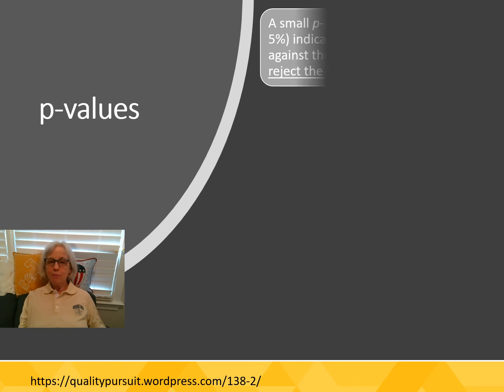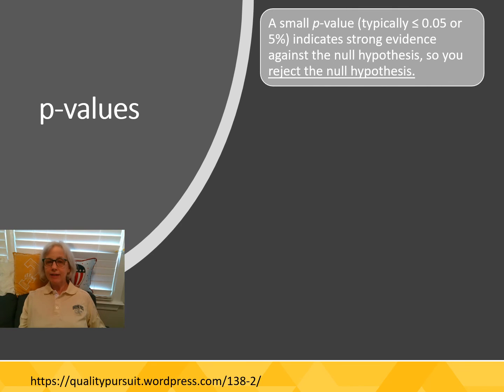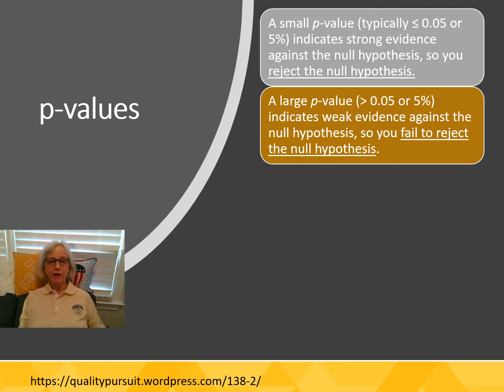A small p-value, typically less than or equal to 0.05 or 5%, indicates strong evidence against the null hypothesis. So then you would reject the null hypothesis. A large p-value greater than 0.05 or 5% indicates weak evidence against the null hypothesis, so you fail to reject the null hypothesis.